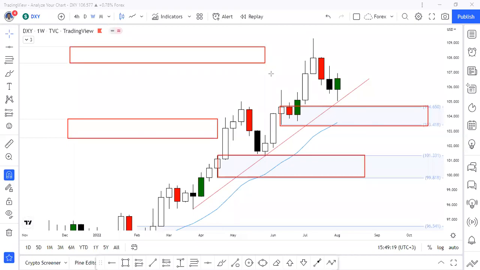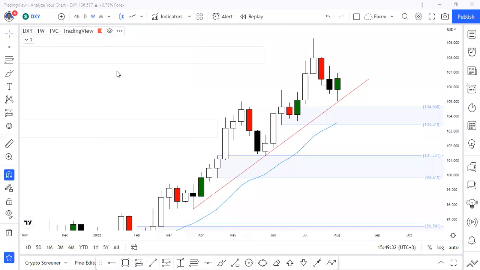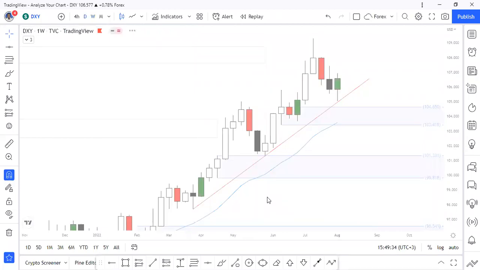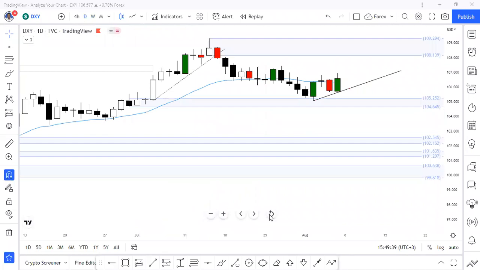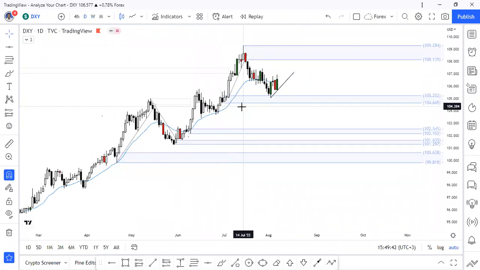Why? Because we have a strong area of demand on the daily time frame, which is nested on this weekly time frame. We can see clearly on the daily time frame over here that we have daily demand, which is in control. This daily demand is nested on the weekly demand. So we can generally say that the weekly demand is in control and the daily demand is in control, and both the daily and the weekly are in uptrend.